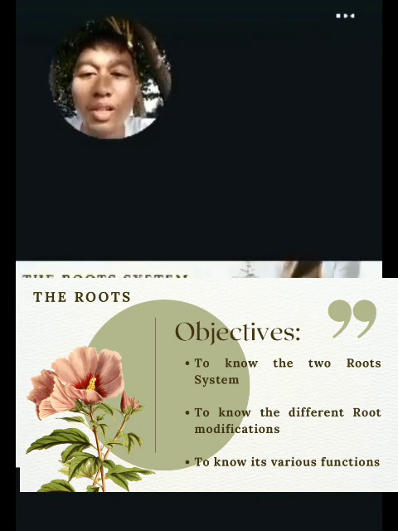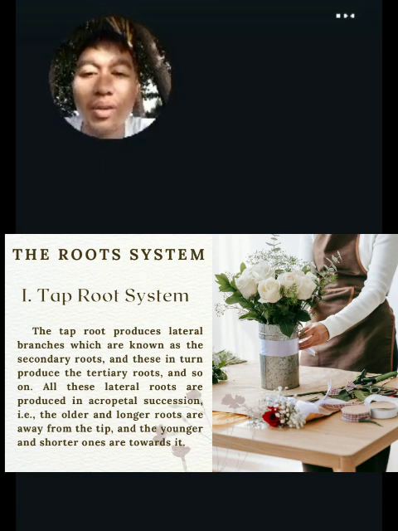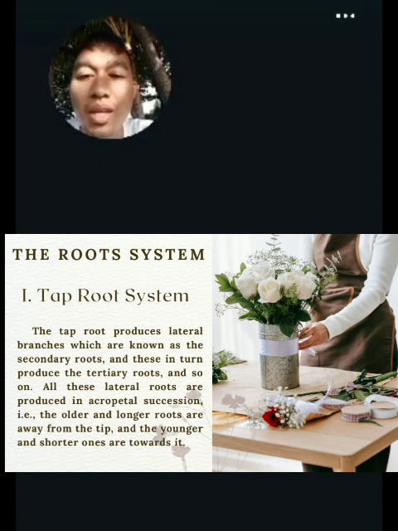So first, let's define what is the taproot system. The taproot system produces lateral branches which are known as the secondary roots, and these in turn produce the tertiary roots, and so on. All these lateral roots are produced in acropetal succession, meaning the older and the longer roots are away from the tip, and the younger and shorter ones are towards it.